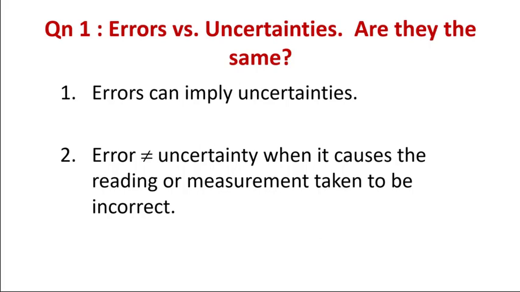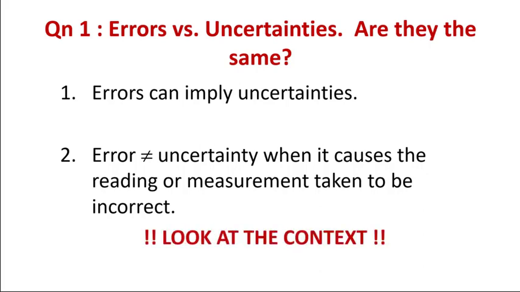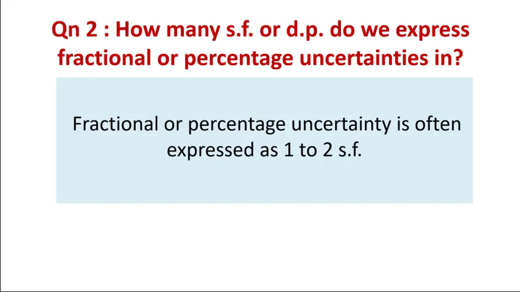Sometimes, the word error could actually mean an action or procedure that causes the reading or measurement to be incorrect. For example, parallax error, the incorrect positioning of the eye. In this case, the word error does not imply uncertainty, but rather it is a real error that's made in an experiment. Hence, again, look at the context in which the word is used.